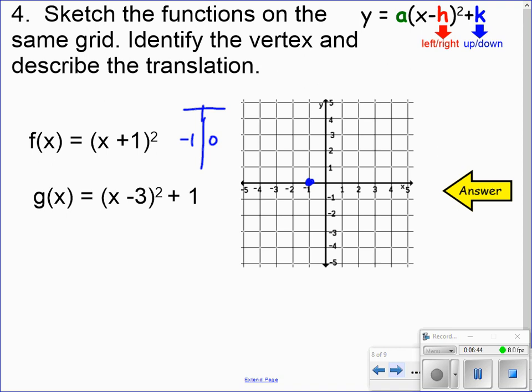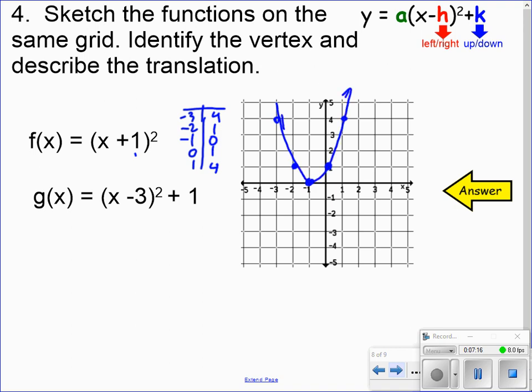And if I take 2 points that come before that, that would be negative 2 and negative 3. Take 2 points that come after, that's 0 and 1. I put in 0, that's 0 plus 1, that's 1. 1 squared is 1. Put in 1, 1 plus 1 is 2, 2 squared is 4. So I've got my other points here. So I've got negative 1, 0, I've got negative 2, 1, I've got negative 3, 4, I've got 0, 1, and I've got 1, 4.